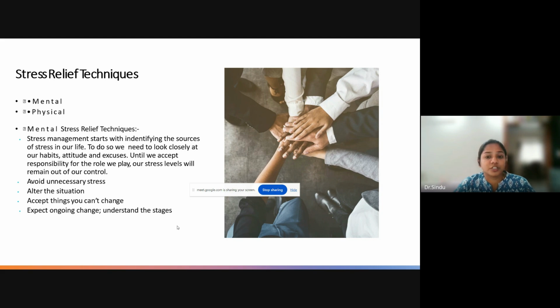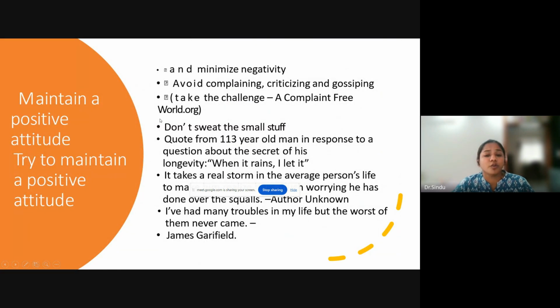Coming to the next one, how to maintain a positive attitude. You have to minimize the negativity first. When you are complaining about somebody, you always feel stress. When you are criticizing someone, you always feel stress. Gossiping about someone, that means backstabbing, also causes stress.